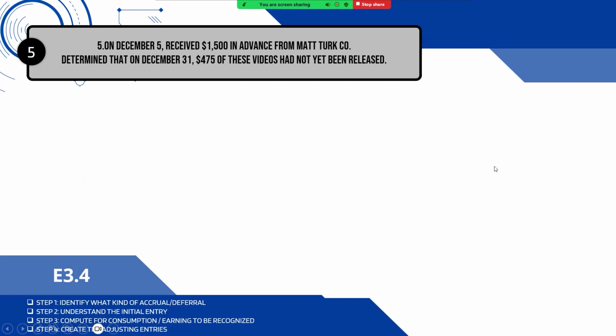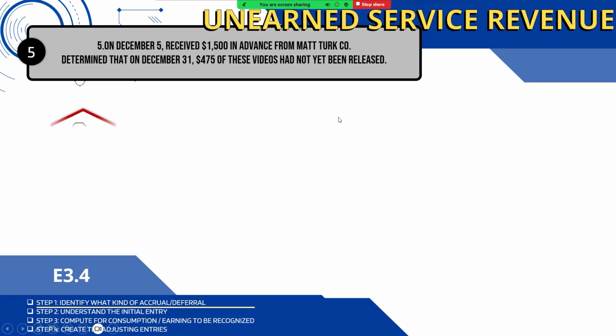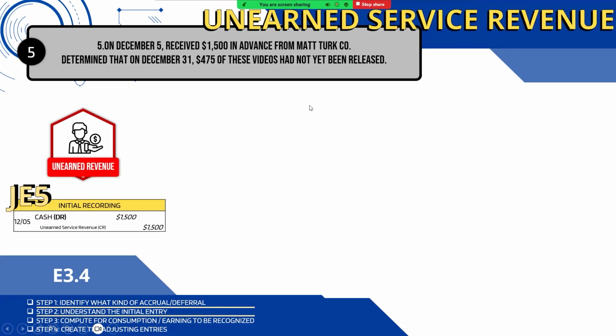And then finally, number 5, on December 5, we received 1,500 in advance from Matter.co, and 475 of these videos have not yet been released. And therefore, this is again unearned revenue. So again, it would be debit cash, credit unearned service revenues 1,500.